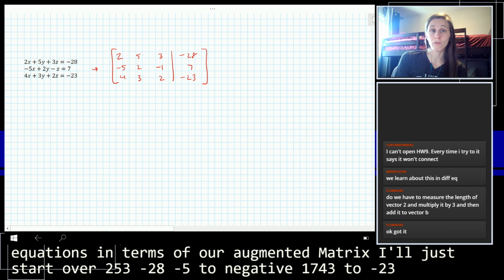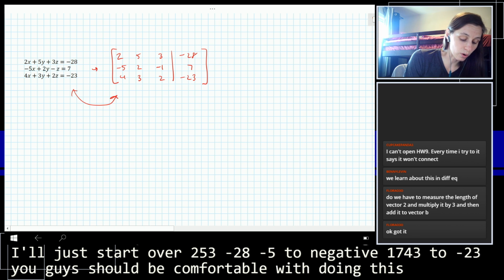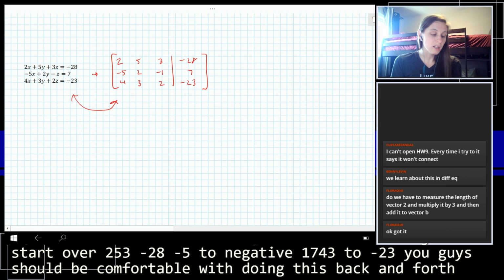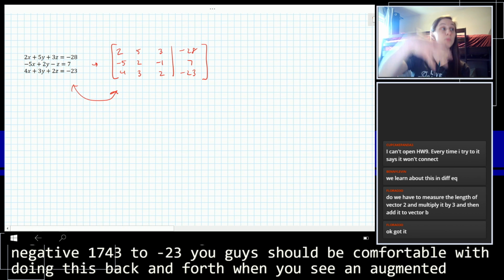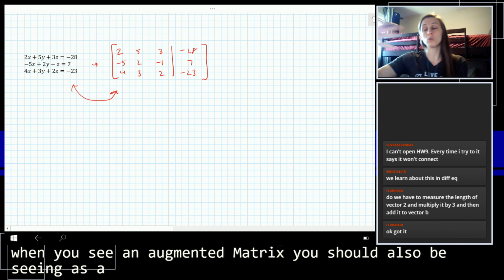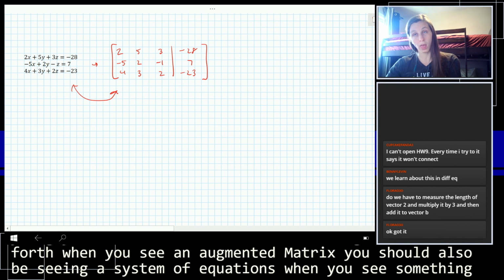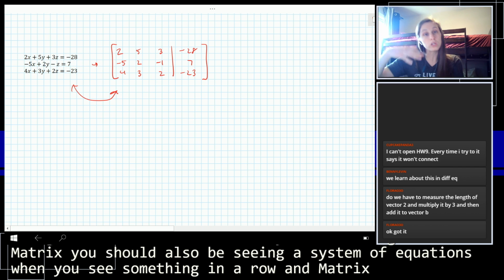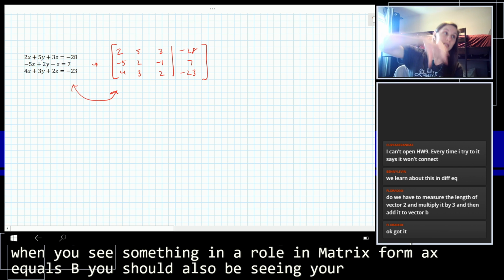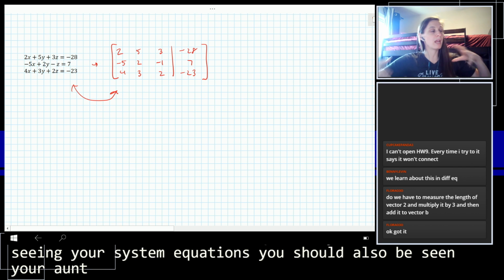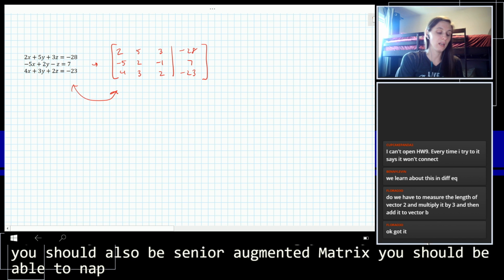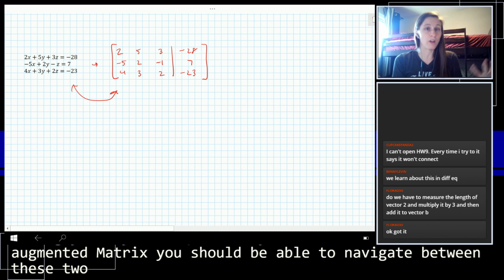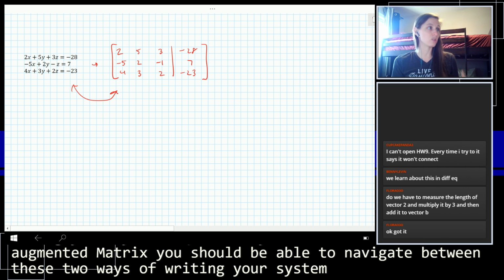You guys should be comfortable with doing this back and forth. When you see an augmented matrix, you should also be seeing a system of equations. When you see something in matrix form AX equals B, you should also be seeing your system of equations. You should also be seeing your augmented matrix. So you should be able to navigate between these two ways of writing our system. And you'll get used to that as you go along.